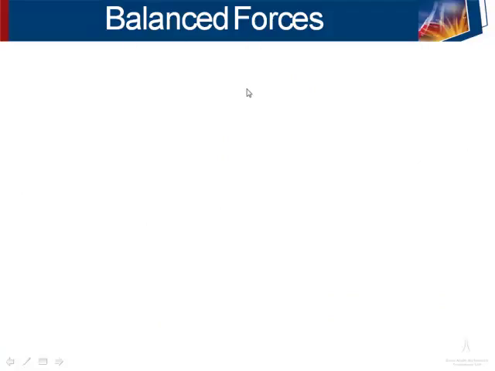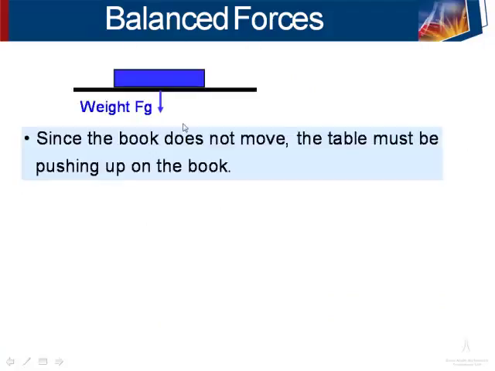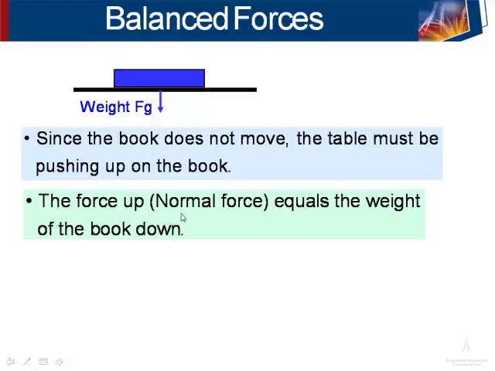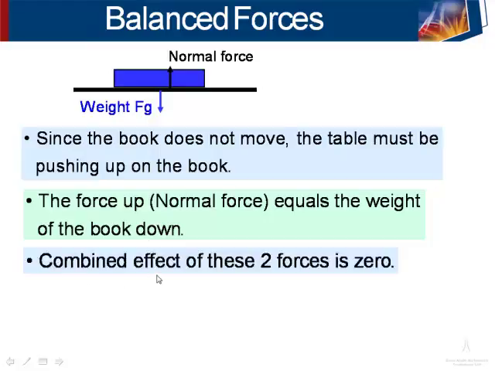Looking at the balanced forces with the table on the book. Since the book does not move, the table must be pushing up on the book. The force up, which we call the normal force, equals the weight of the book down. Normal force up, force of gravity Fg, or the weight downwards. And since the combined effect of these two forces is 0, we can see that the F_net, or the resultant force, will equal 0 newtons, since the normal force, upwards, equals the weight downwards.